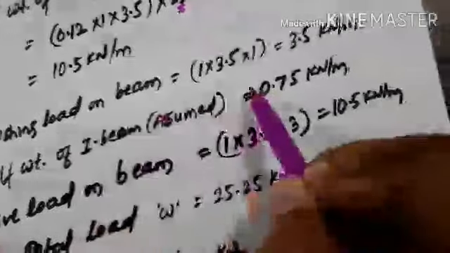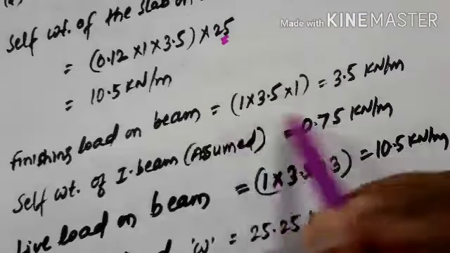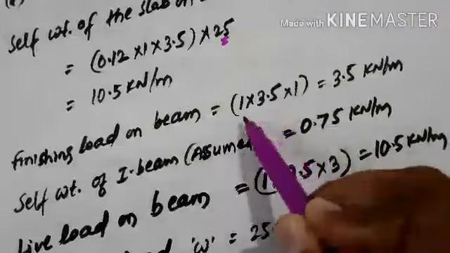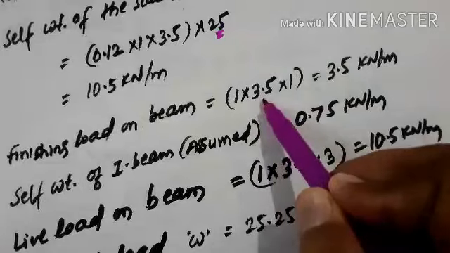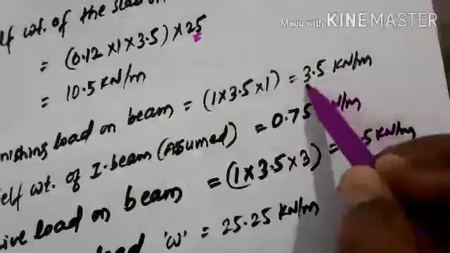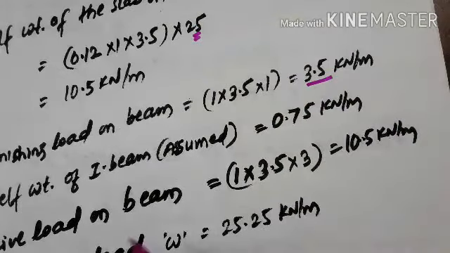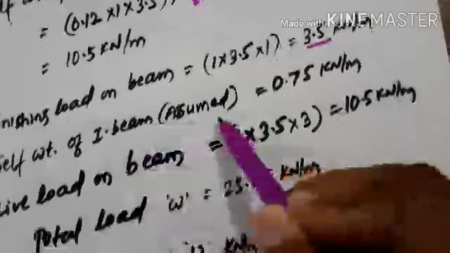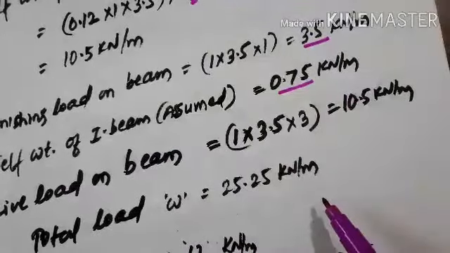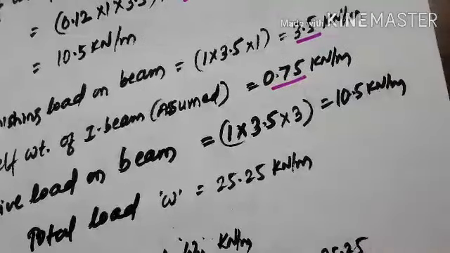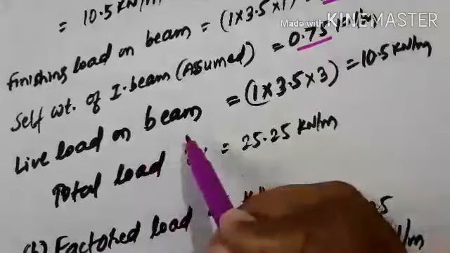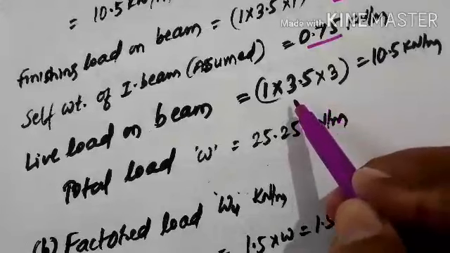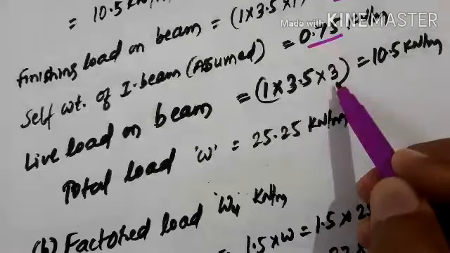Then the finishing load is given, that is 1 kilonewton per meter square. If you convert it into kilonewton per meter, that is 1 into 3.5 into 1, we get 3.5 kilonewton per meter. Then the self weight of the I-beam is to be assumed, that is 0.75. Generally it is between 0.75 to 1 kilonewton per meter to be assumed. Then the live load on the beam, that is 1 into 3.5 into 3.